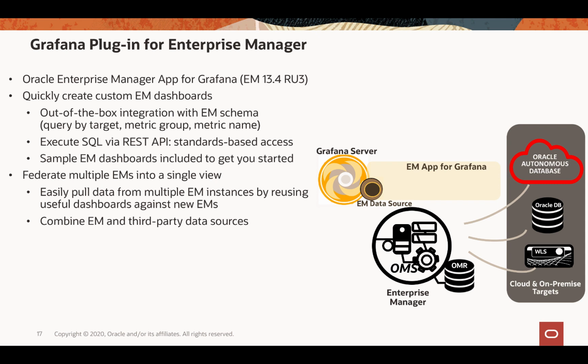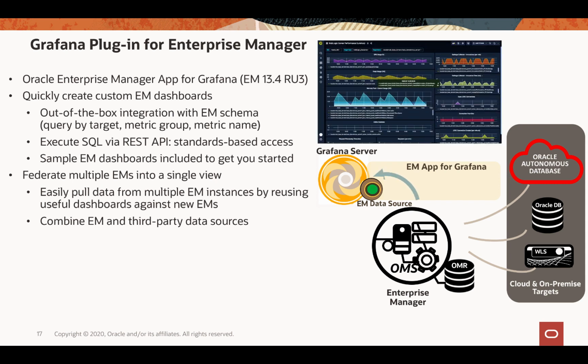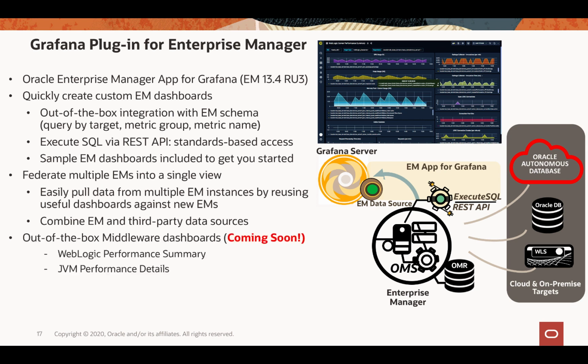What this plugin does, basically, is allow you to pull the metric data out from your Enterprise Manager repository and display it on the Grafana server user interface. We have a REST API underneath the plugin that makes this happen. And the current release has a set of predefined dashboards for database bundled in the plugin. What comes in the near future is the middleware dashboards. We are currently working on adding WebLogic performance dashboards for out-of-box use.